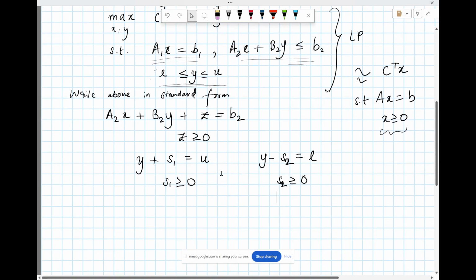Can we do it like upper bound minus y greater than or equal to 0? No, at the end you want equality constraints, right? Okay, we want equality. Yes, got it.